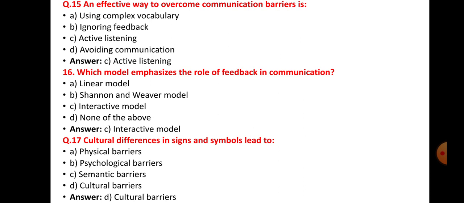Next question is, cultural differences in signs and symbols lead to physical barrier, psychological barrier, semantic barrier, cultural barrier. So the right answer is cultural barrier.